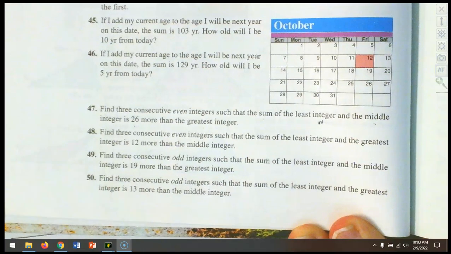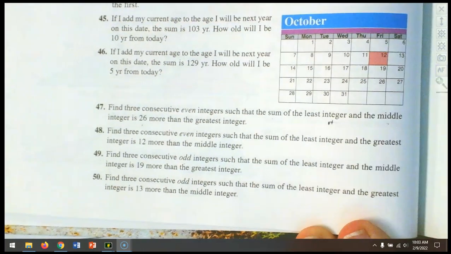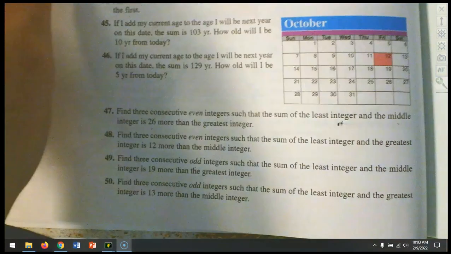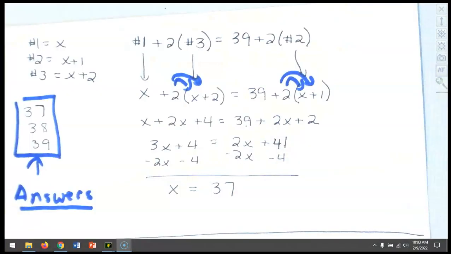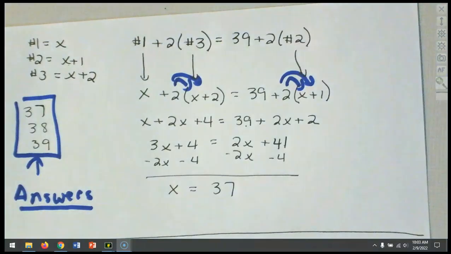So think about what we've got. Find three consecutive odd integers. So what does that tell me? We need three of them. And what's our gap? 2.